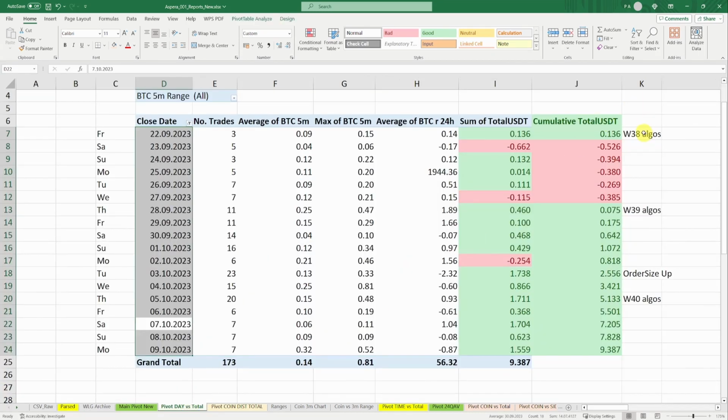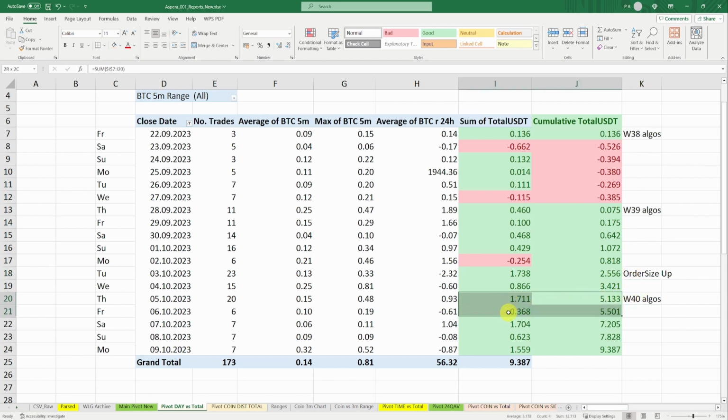Here is a timeline of the whole thing. Week 38 I was losing, week 39 got me back into the green, then I increased the order size, and then switched to week 40 algorithms. As you can see, there have been no losing days for a week straight now. It will not always be the case, but so far so good.